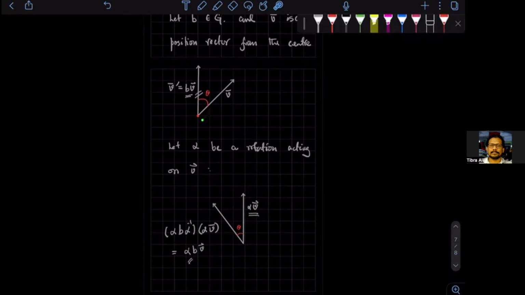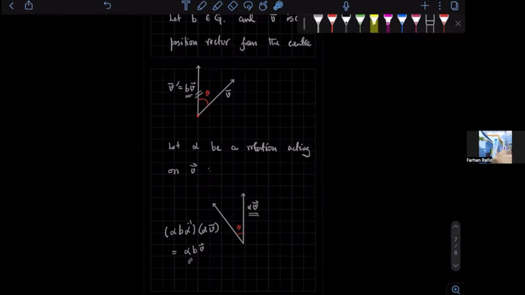So previously we saw that to rotate V to V prime, we had to act by B, right? But now we are talking about a rotated vector, a vector rotated by alpha. So the group element that's going to rotate this by the angle theta is going to be alpha B alpha inverse.